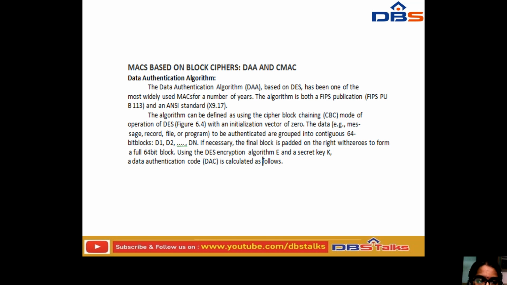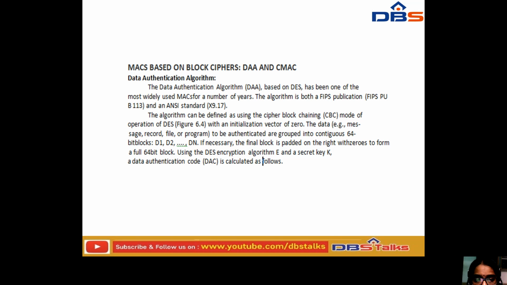of universities. These algorithms can be defined using the cipher block chaining mode of operation, which can be called CBC, of the Data Encryption Standard with an initialization vector of 0. Whatever the data is, message, record, file or program, the data which you want to authenticate is grouped into contiguous 64-bit blocks, that is D1, D2, D3 and so on up to Dn. If necessary, the final block is padded on the right with zeros to form the full 64-bit block. So each one is divided into blocks.